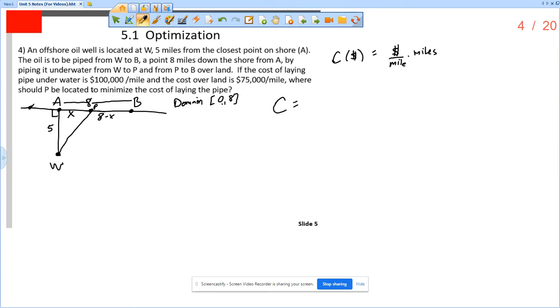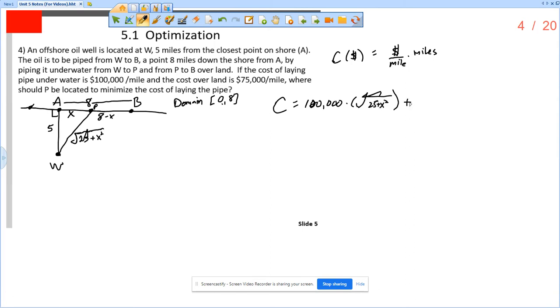Let's first start with underwater. It's going to cost $100,000 per mile times the number of miles. How far underwater do we have to go? That would be the hypotenuse of this right triangle, so the square root of 5 squared plus x squared, so 25 plus x squared. That would be our cost going underwater, so we have the square root of 25 plus x squared.